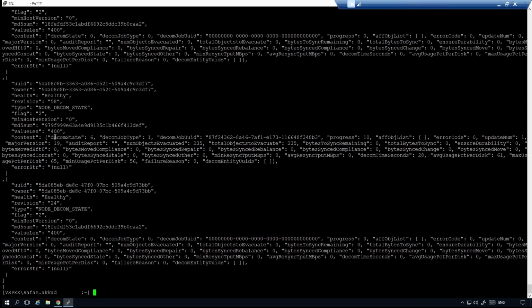Now, this host is stating DCOM state 6. This means that the node is currently in maintenance mode from a vSAN perspective.